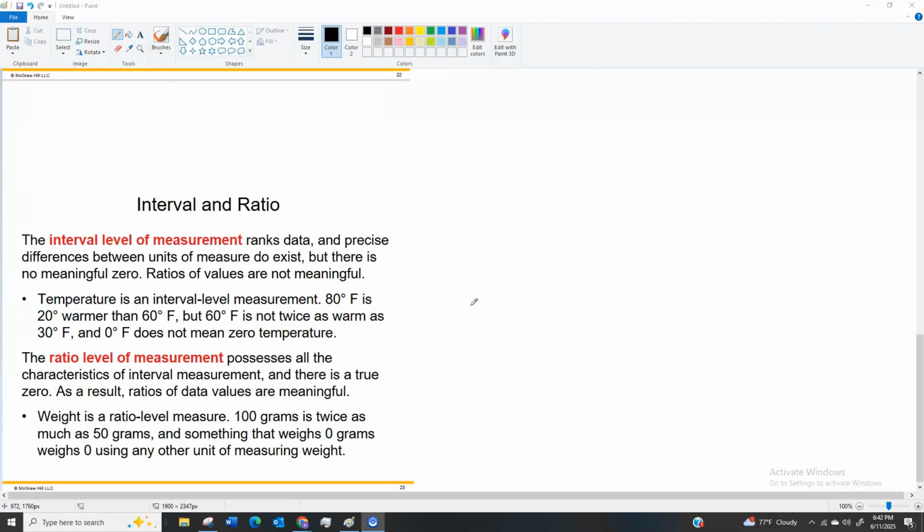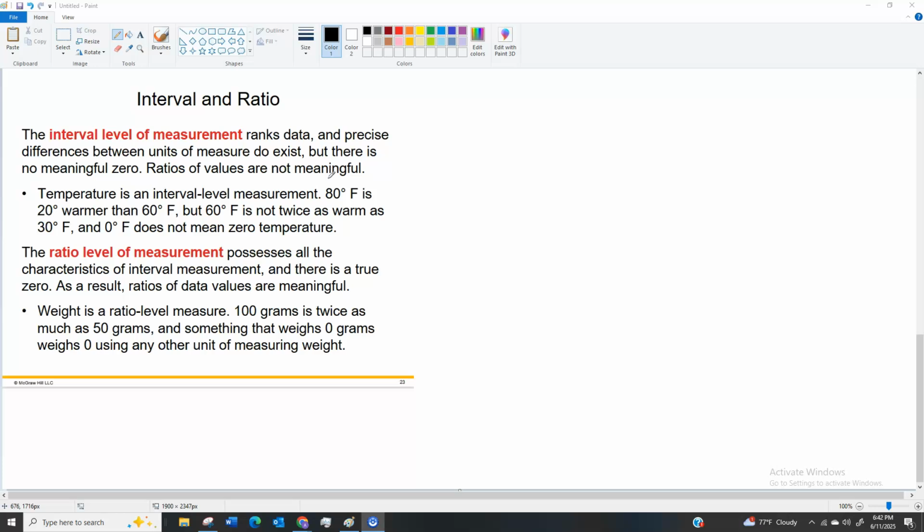Now, the next thing that we're going to talk about are the interval and ratio. So with the interval, that's typically when we get to units of measure. So we have consistent intervals.